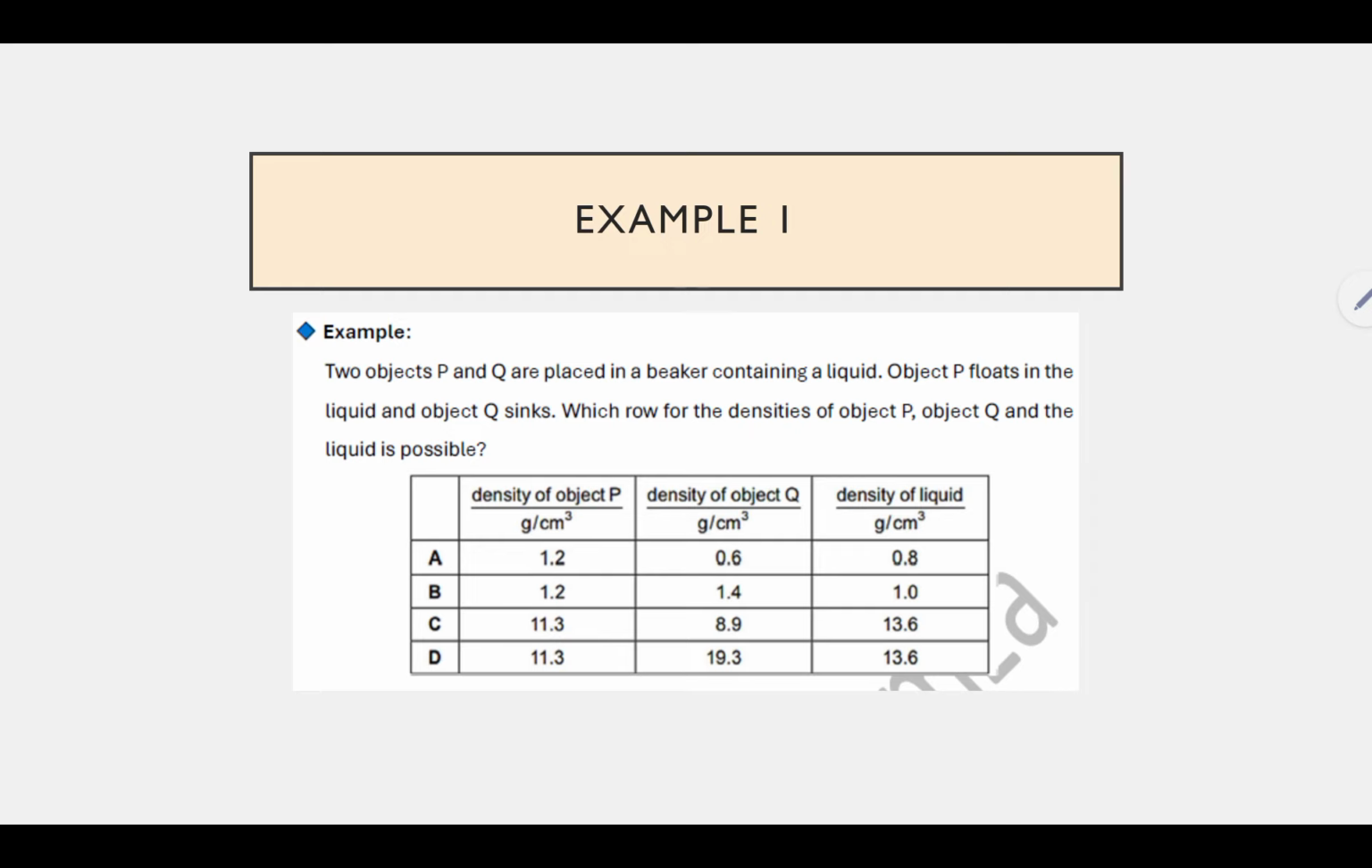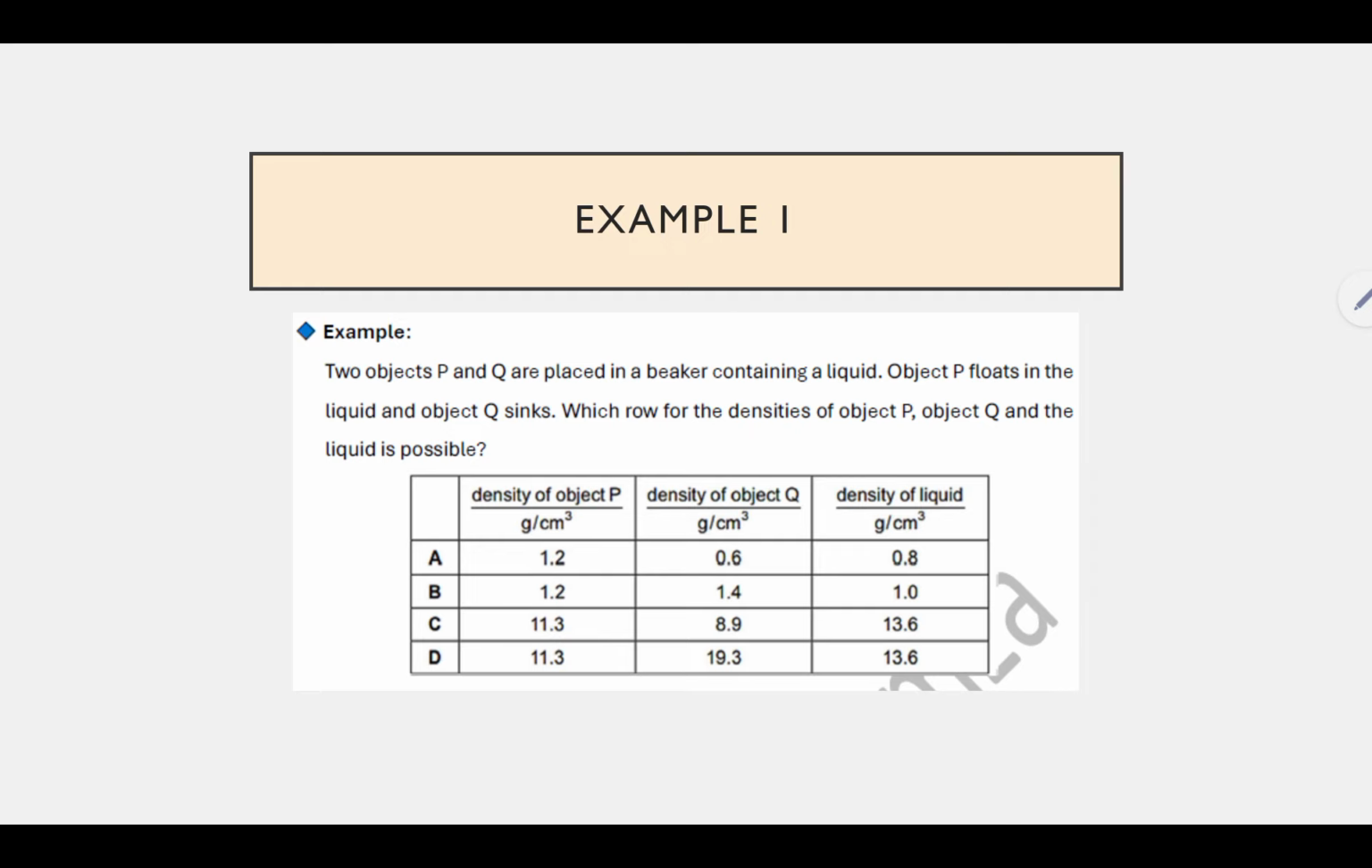So A is not correct, since it's more than the density of the liquid. B is not correct, 1.2 is more than the density of the liquid, which is 1. C, 11.3 is less than 13.6, and D, 11.3, is less than 13.6. So we have two possibilities here. Let's check the rest of the question. Object Q sinks, which means that the density of object Q should be more than the density of the liquid. So going back to C and D.